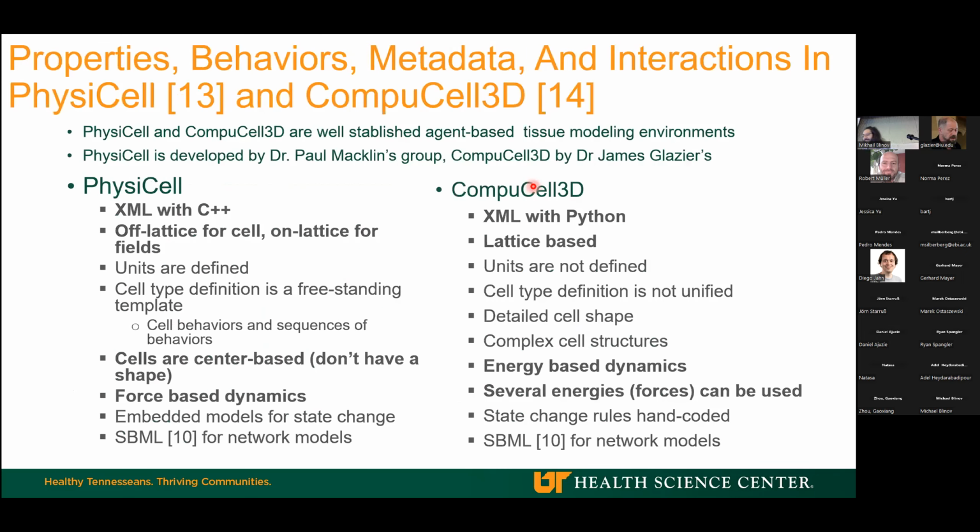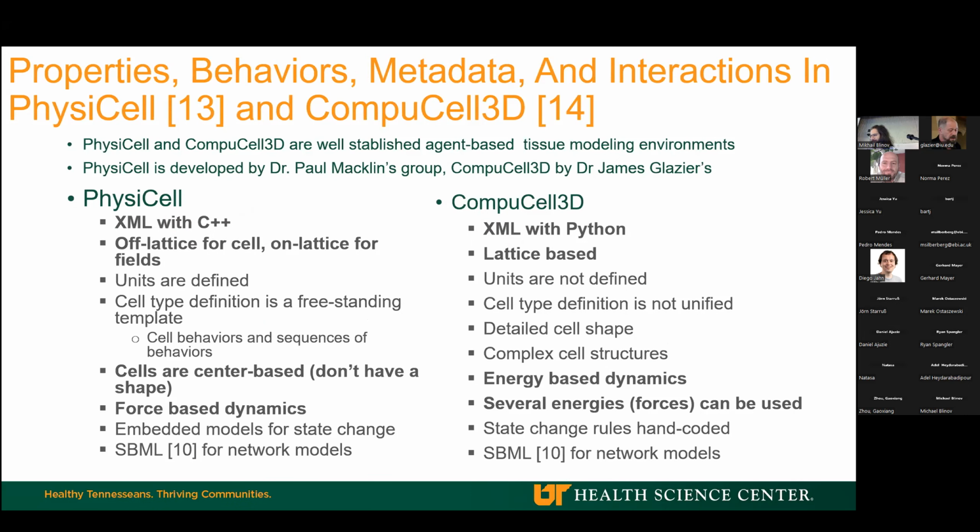But anyway, a few more differences between PhysiCell and CompuCell. PhysiCell uses XML and C++ to define the models, and CompuCell uses XML and Python. One of the limitations of the translator is that I will not translate C++ code. I have no idea how the coder did that. I have no way to make a universal interpretation of that.